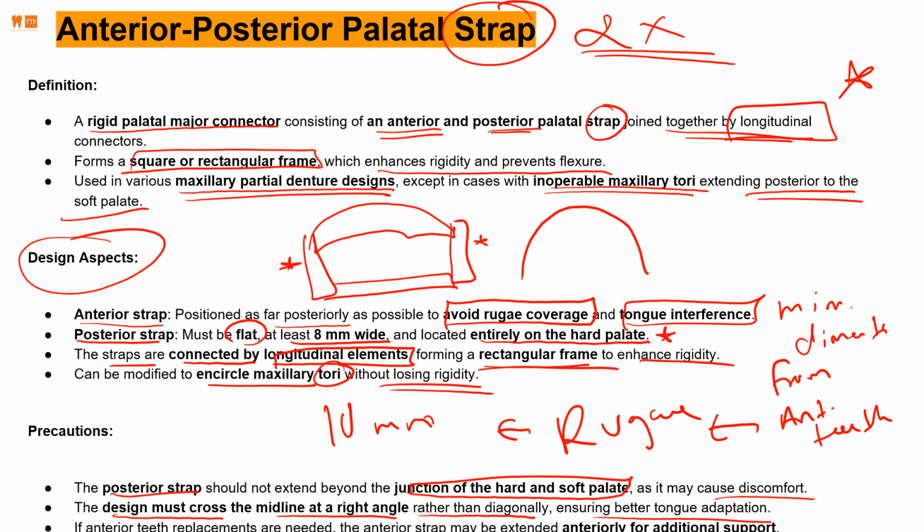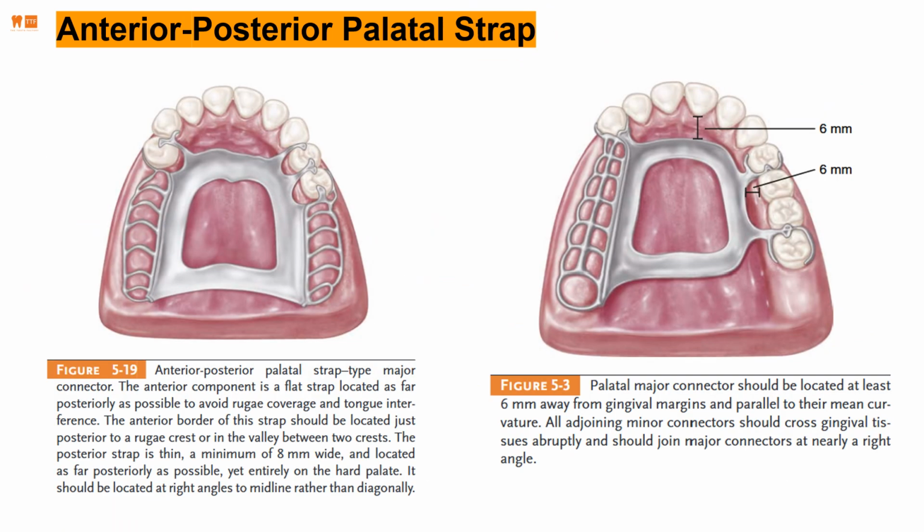Ensuring better tongue adaptation. If anterior teeth are going to be replaced eventually, then the anterior strap may be extended anteriorly for additional support. That's just another side statement. So here it is. This is what we're talking about. I asked you guys to remember 10 millimeters, right? See how it says 6 here and it says 6 here? I want to correct that because there was a recent article that came out, and this diagram is in here for a reason.